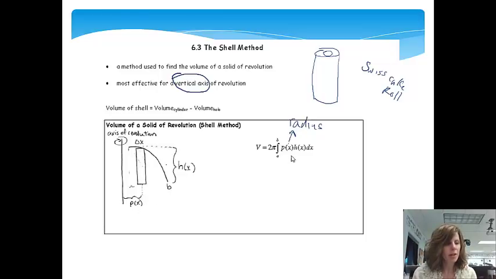This number is usually just x, and the reason is because this would be x units away from that axis. We'll do a couple where we revolve it differently, but for the most part it's just x. The next part, the h of x, is just the height of our shell, and the way that we get the height of our shell is we take the top minus the bottom. Notice if I want the height of that shell, we just take the top curve minus the bottom curve, and that gives me the height.